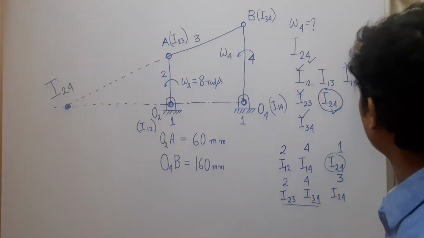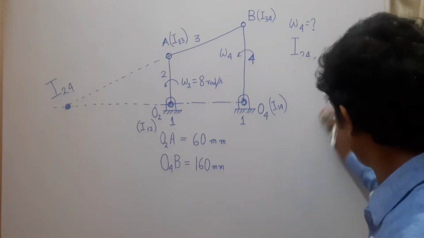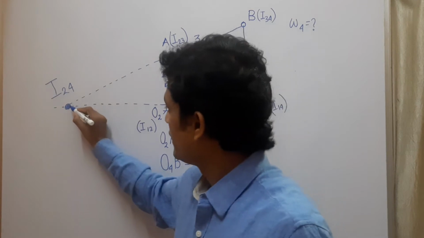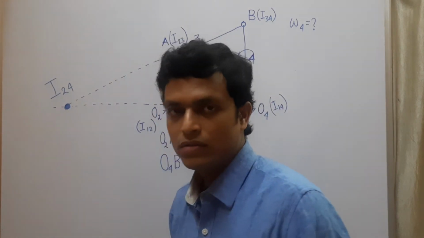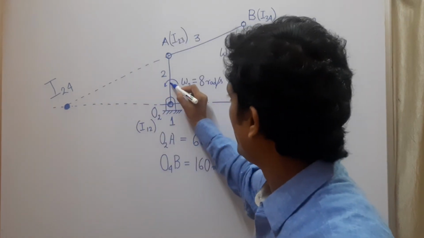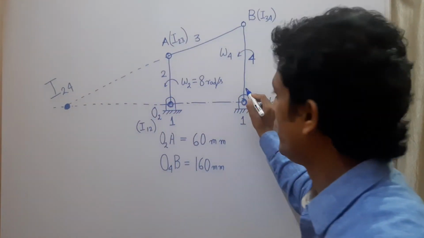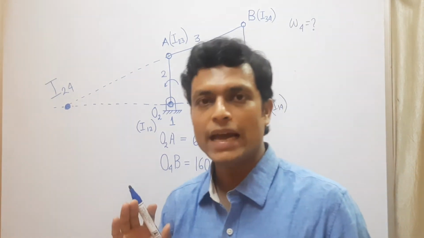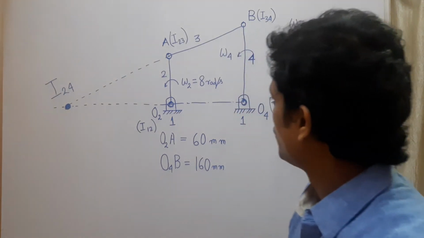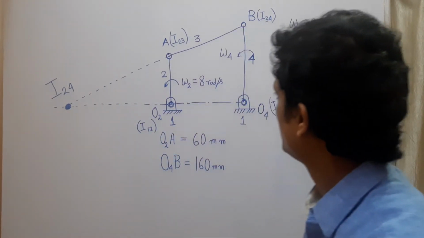The second step is what? Now we can erase these things. The concept is now this: by the definition of I24, we can consider this point to lie on link 2 as well as link 4, and at this point both link 2 and link 4 will have the same absolute velocity, or zero relative velocity. So if we determine the velocity of link 2 at I24, that will be what?